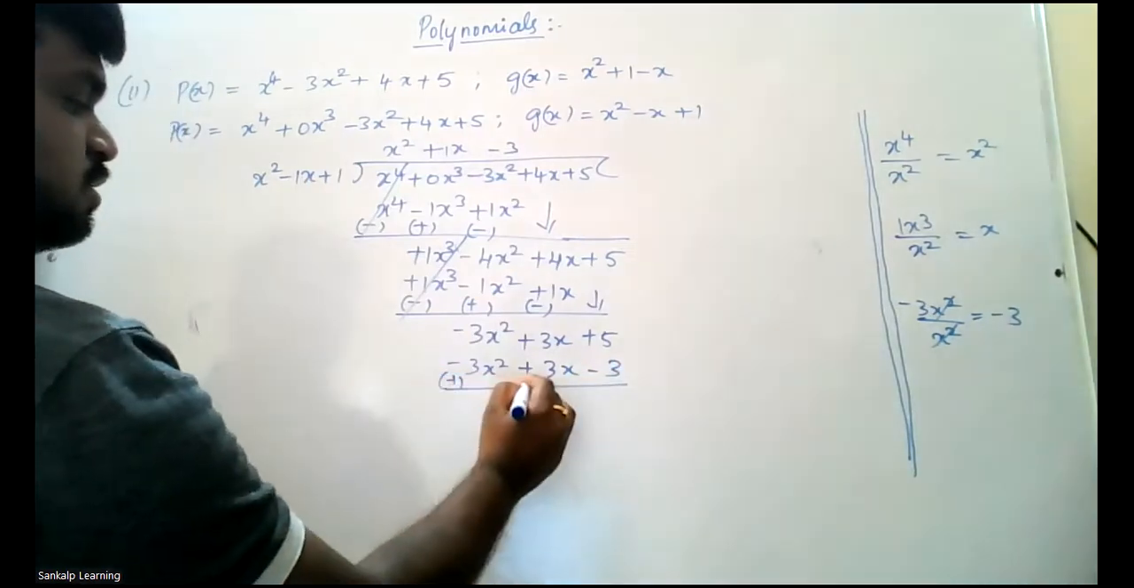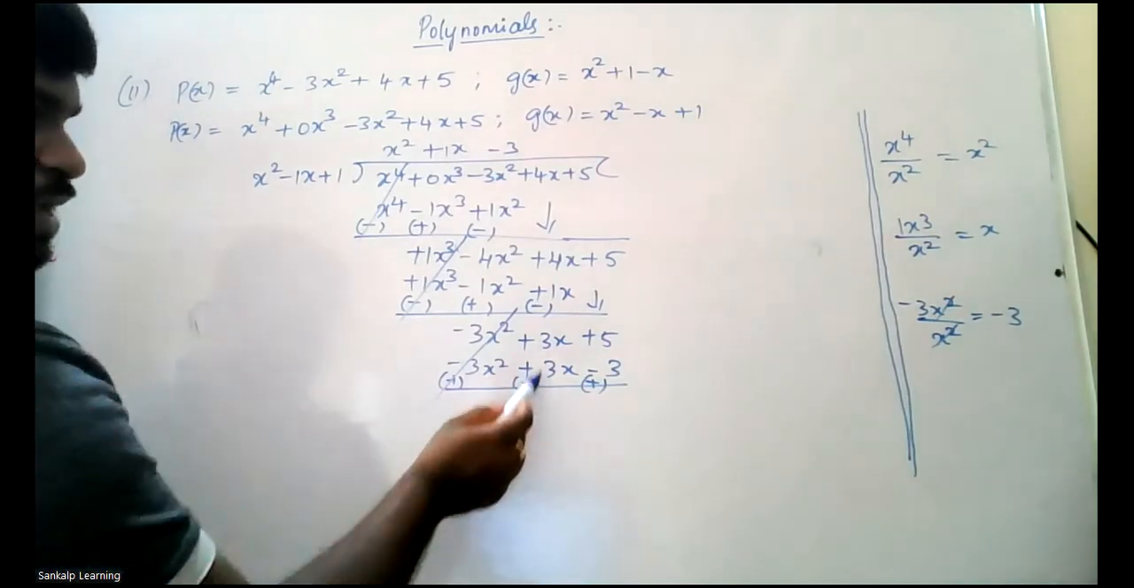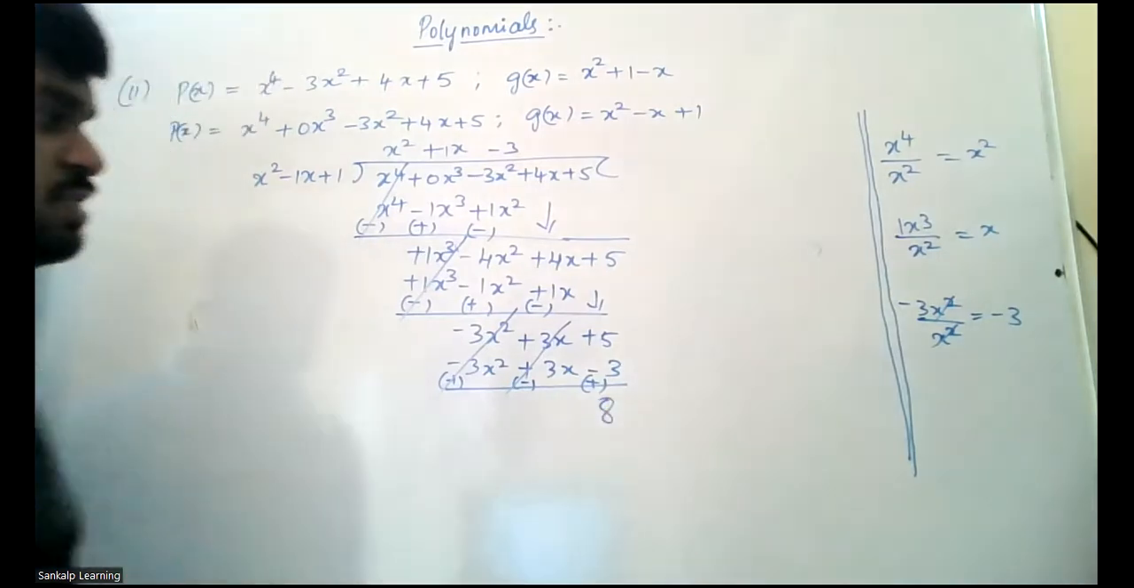Change the sign: plus, minus, plus. If you observe, both get cancelled. Here also plus 3x minus 3x gets cancelled. Plus 5 plus 3 becomes plus 8.